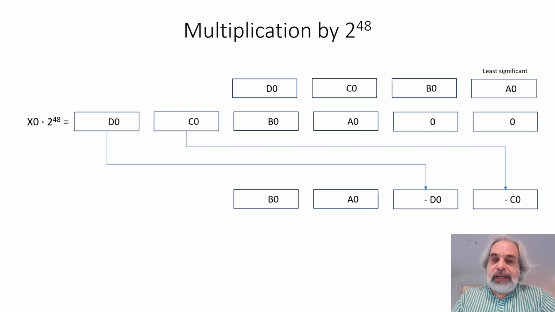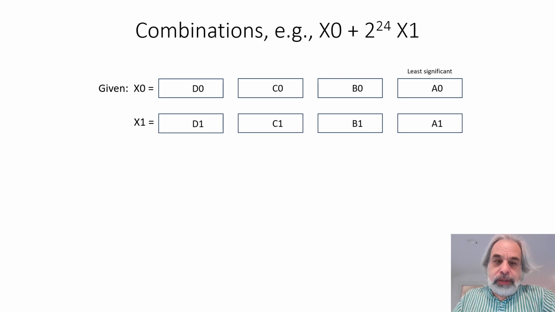And similarly, if we need to multiply by 2 to the 72, it's just going to be a three-limb shift with negations. In a Cooley-Tukey NTT network, we'll very frequently see equations that look like this. We're going to take an x0 value and we're going to add to it 2 to the 24th times x1.